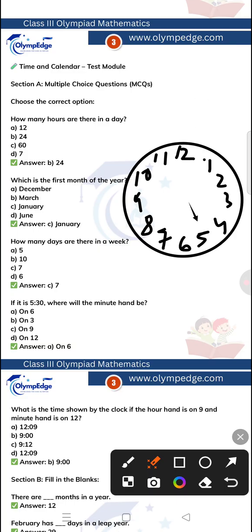So from here 0 to 1, then 5, then 10, then 15, then 20, then 25, then 30. So here we have 30, right? So the minute hand will be at 30, right? The minute hand is pointing towards which number? Here we have the minute as 30, but it is pointing towards 6, right? So the minute hand will be on 6. So here we have the answer.